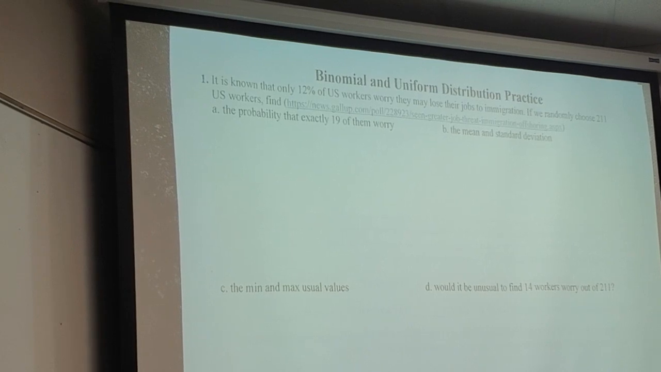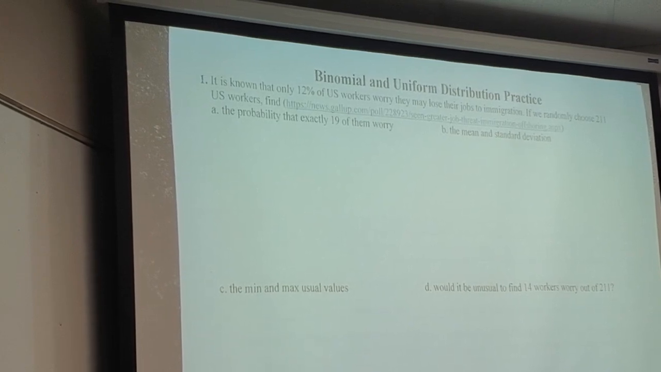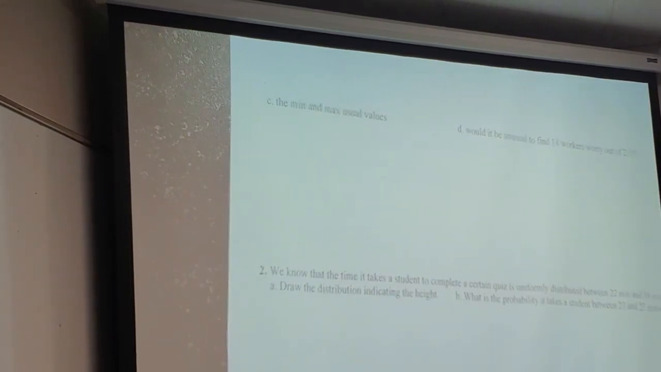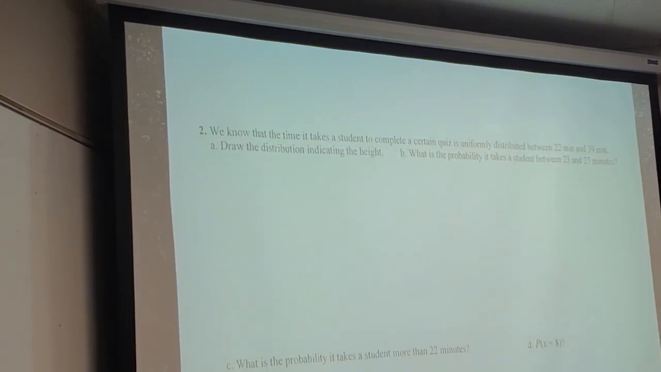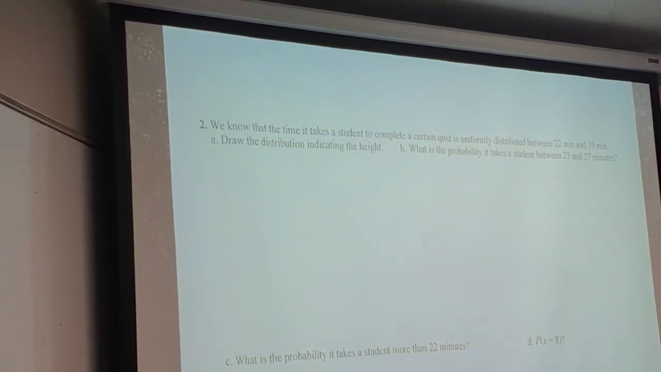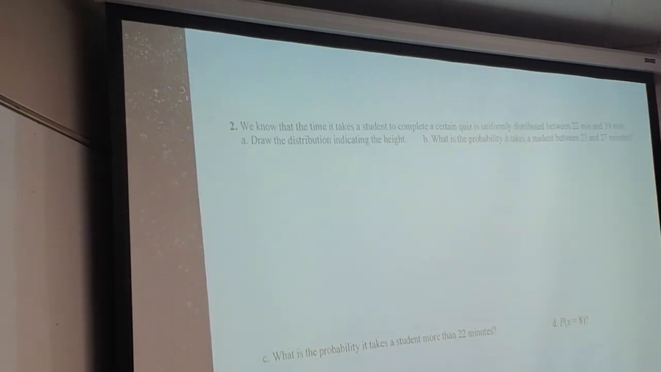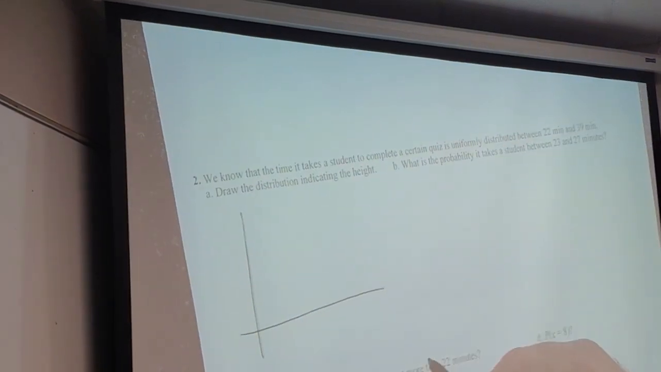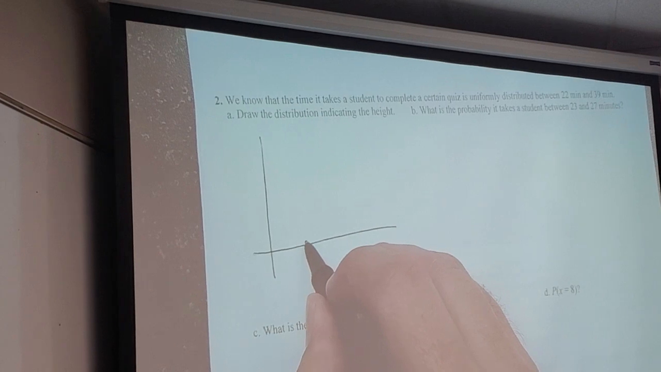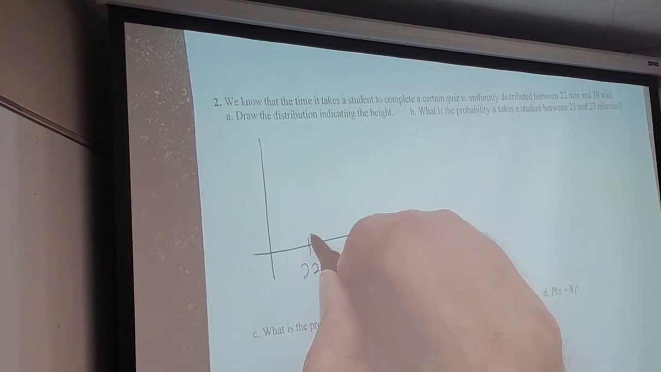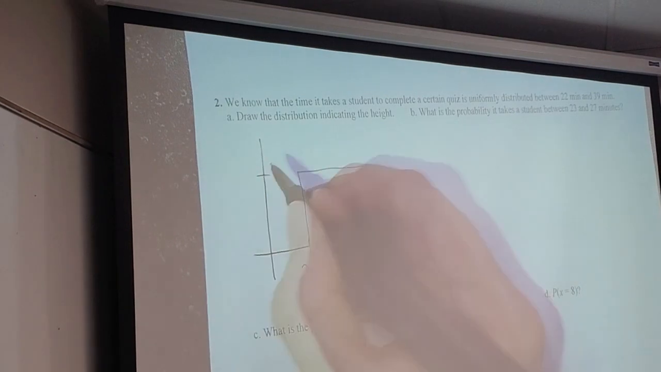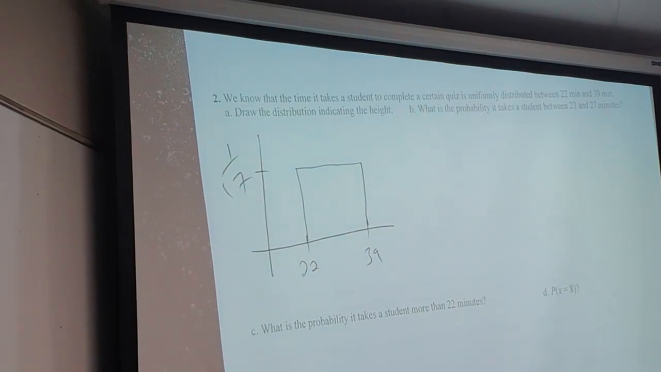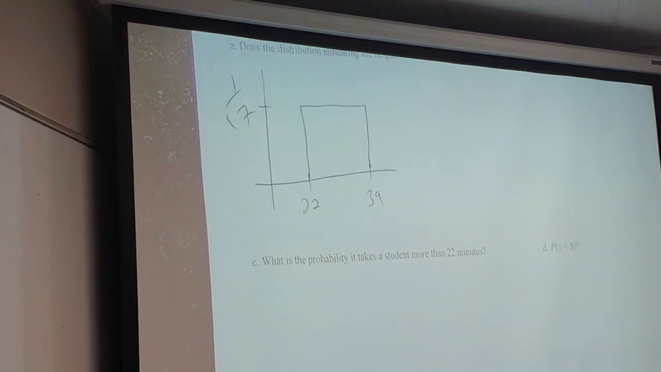All right, guys, let's take a look here. Let's do the second problem first, since that's what I had you guys do. So when you draw this distribution, it's gonna look like a big old rectangle. So it's gonna go from 22 to 39. Anybody figure out how tall it's gonna be? 1/17, kick ass. Only be surprised when you get it wrong.